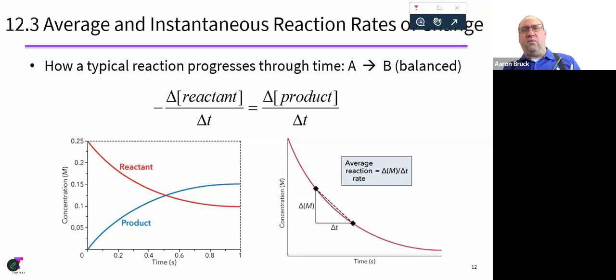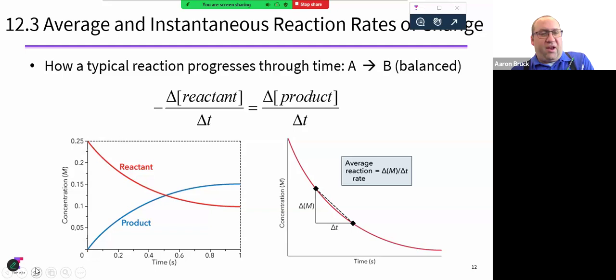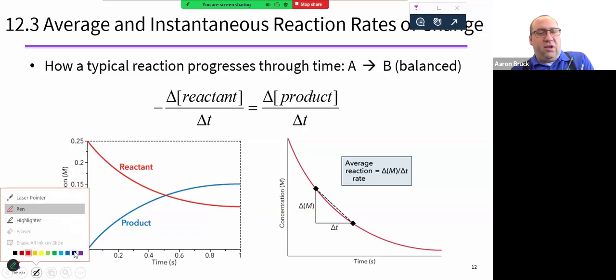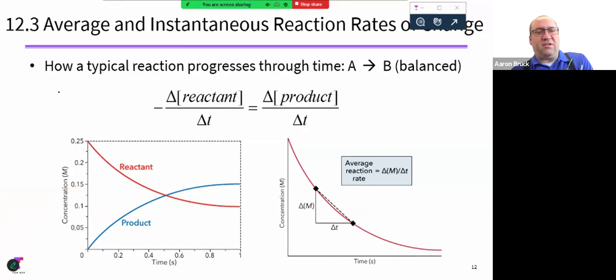So one of the ideas that we want to look at is, let's just say that we are looking at a reaction that has reactant A turning into product B. And let's just assume that that is the correct and balanced form of that reaction. Well, what we can monitor over time is, through different kinds of techniques, how the concentration of the reactant changes as we go through the reaction.